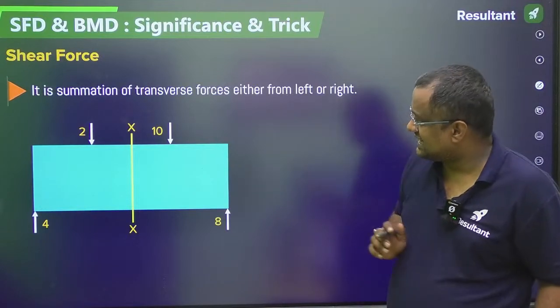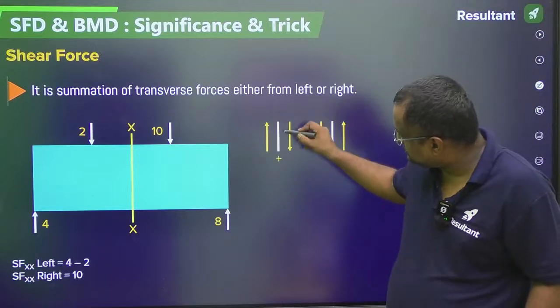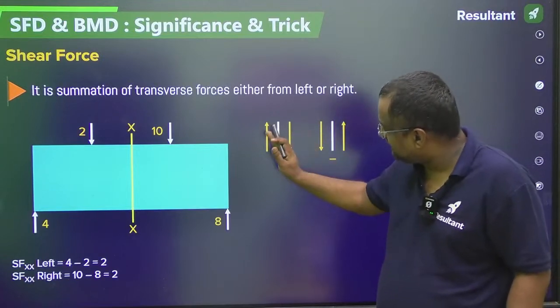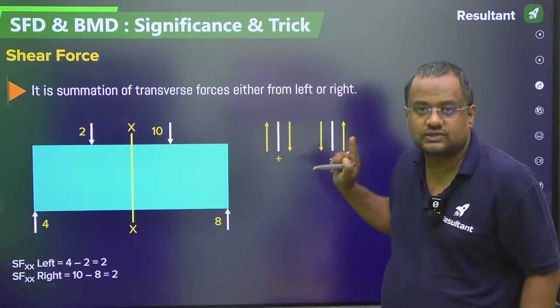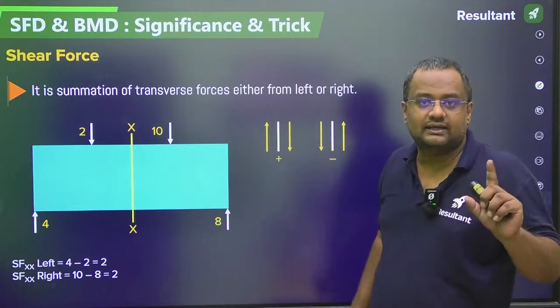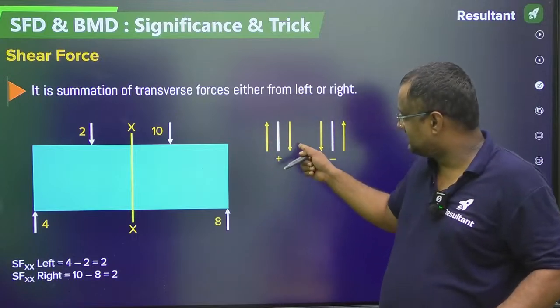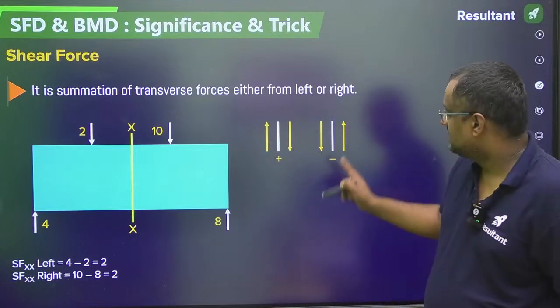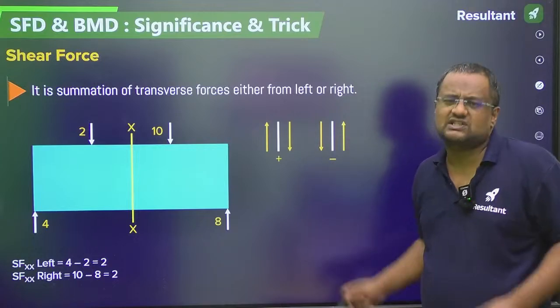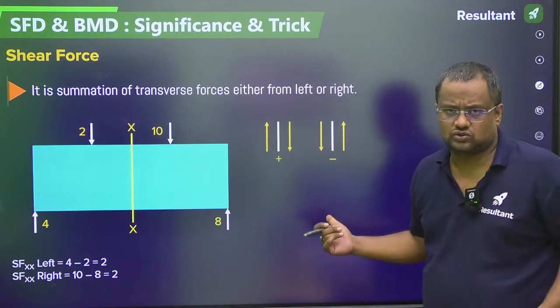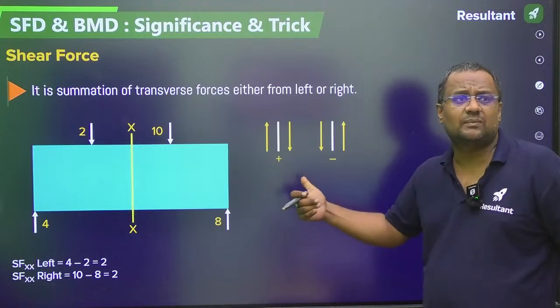Now let me take a sign convention also. If this is a section, on the left hand side, upward force is positive, and on the right hand side, downward force is also positive. Whatever section you are taking, left hand side upward or right hand side downward force is positive, and left hand side downward or right hand side upward is negative. This is the sign convention. You can take just the reverse also. There is no principle or theorem here.